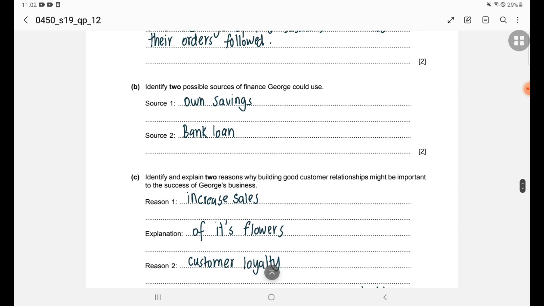Okay, part B, identify 2 possible sources of finance George could use. So this is very simple. You can just even use logic if you do not remember. So you can say own savings, bank loan, even trade credit, maybe also borrowing from a friend is fine or family, a lease or hire purchase, government grant, microfinance, blah blah blah. They're all acceptable.